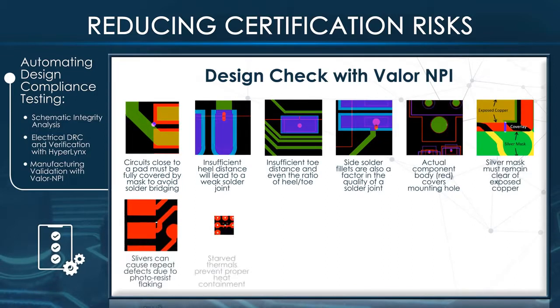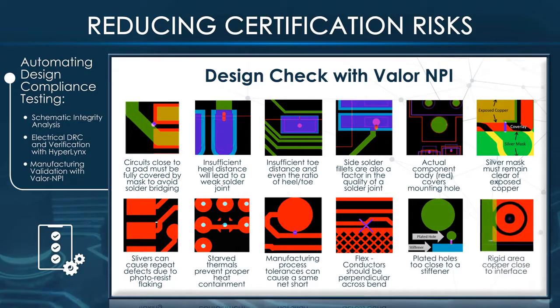Some of these checks we're going to look at today are insufficient heel distance with weak solder joints, actual component body covers for mounting holes, sliver masking and exposed copper, flex conductor shapes and flex bend areas. All the manufacturing tolerances that are built into your PCB today will be taken care of.